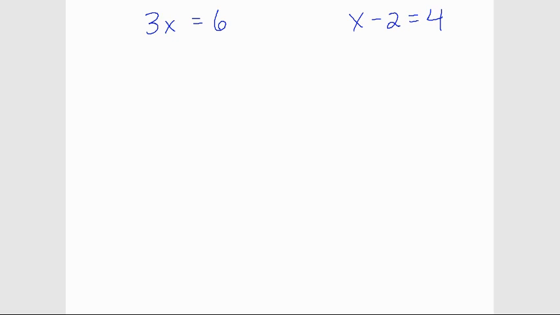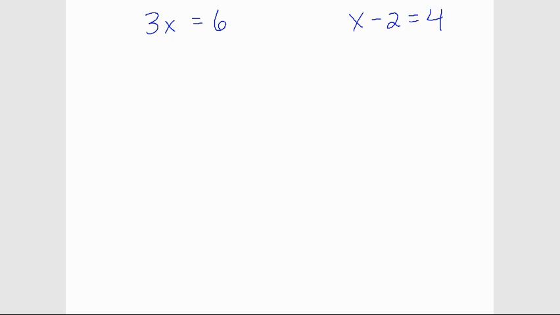Hello there. In this video, we're going to talk about solving simple equations. In the previous video, we talked about combining like terms, and in the previous video before that, we talked about order of operations. So we want to talk about how we can bring these ideas together to solve simple equations.